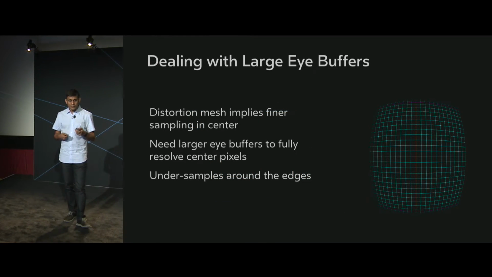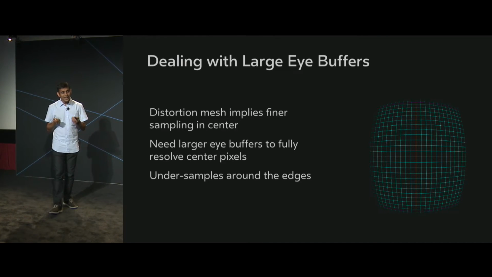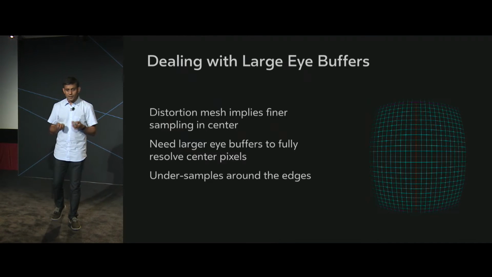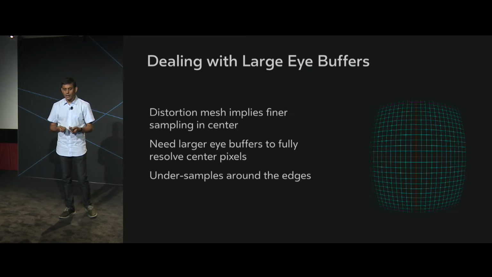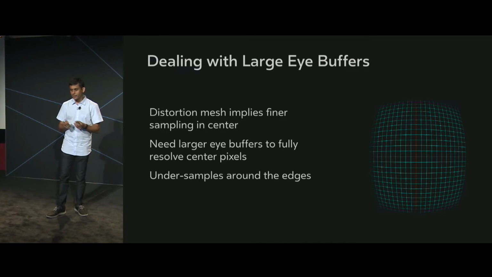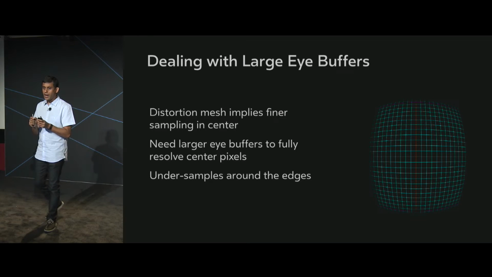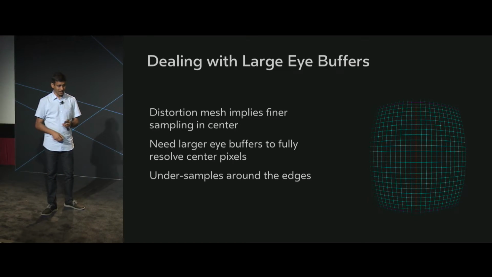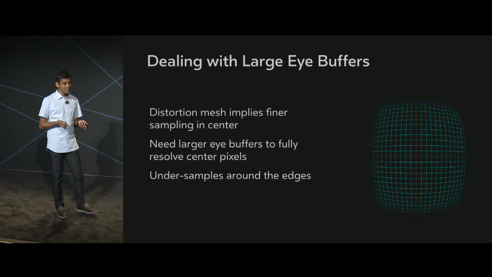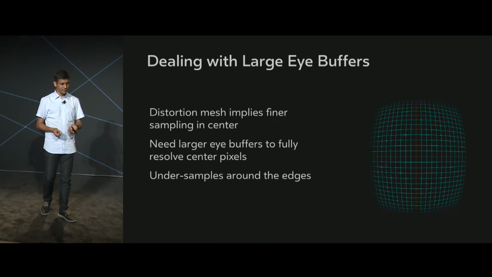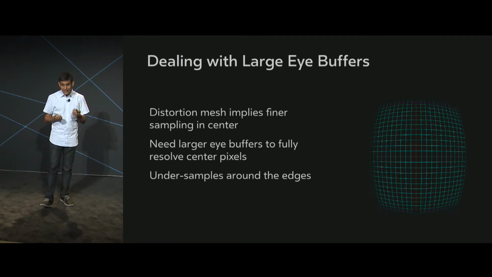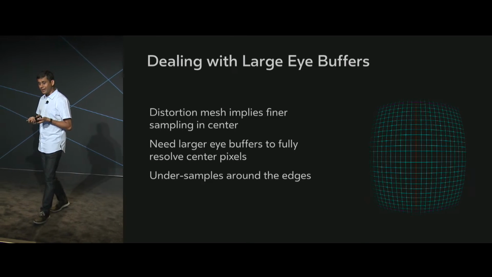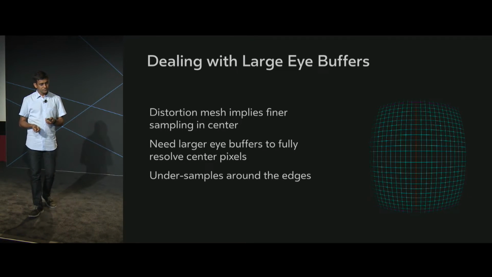So as we talked about, we have very large eye buffers, and that's because we need to have our distortion mesh sampled finely at the center and much more coarsely towards the edges. And so we really need large eye buffers to fully resolve the center pixels. But drawing these large eye buffers sometimes can be really hard and make us miss frame rate.